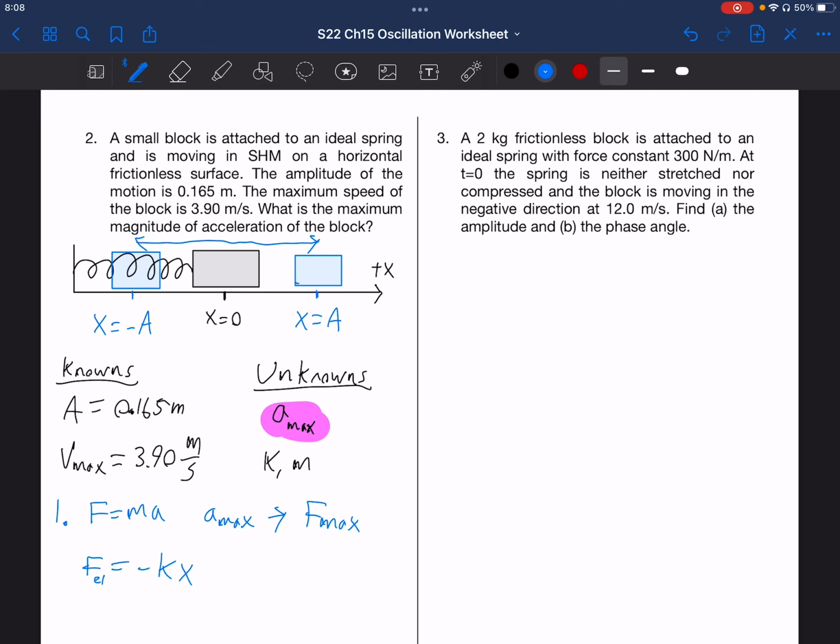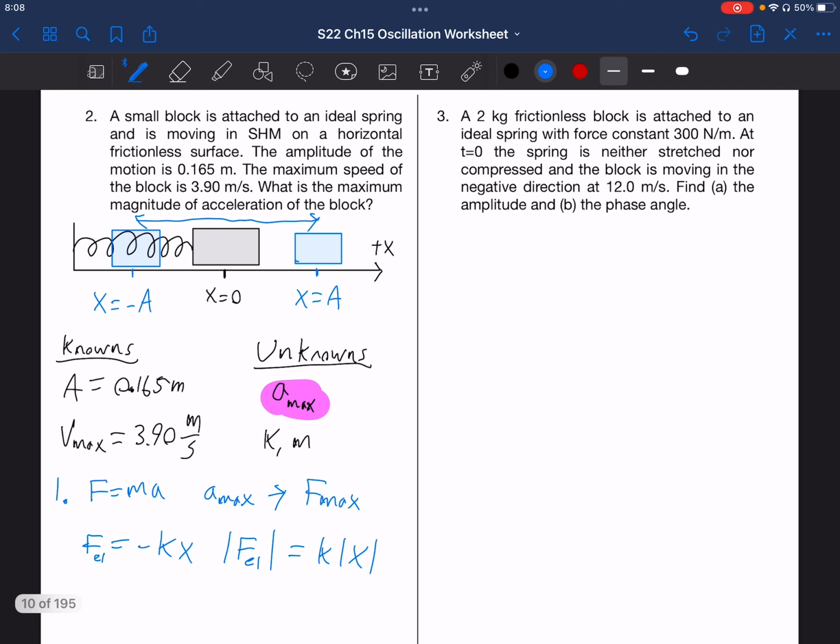All right, so I can write this as the magnitude of our elastic force is just equal to the spring constant times the magnitude of our displacement. Right, just get rid of that minus sign for this purpose. And so the question is, when do we get the maximum force? Right? We want to find the maximum force.